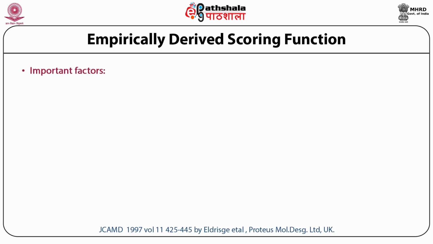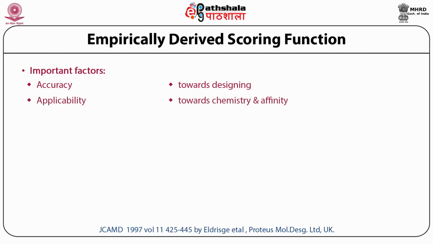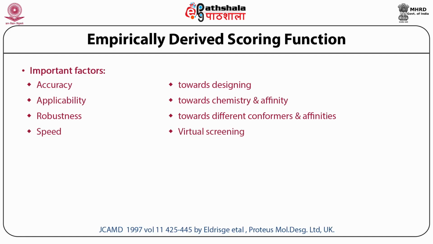The important factors are, first, accuracy towards designing, meaning we should not design a scoring function that is not accurate. Applicability: it should work across chemistry and affinity, lowest to highest. Robustness: if we go from one conformer to another, or from one type of scoring function to another, and it works in one protein and not the others, we will be losing out. The 4th one is speed; it should be done quickly. Another is that scoring functions must have some physical interpretation, so that we can design analogs.